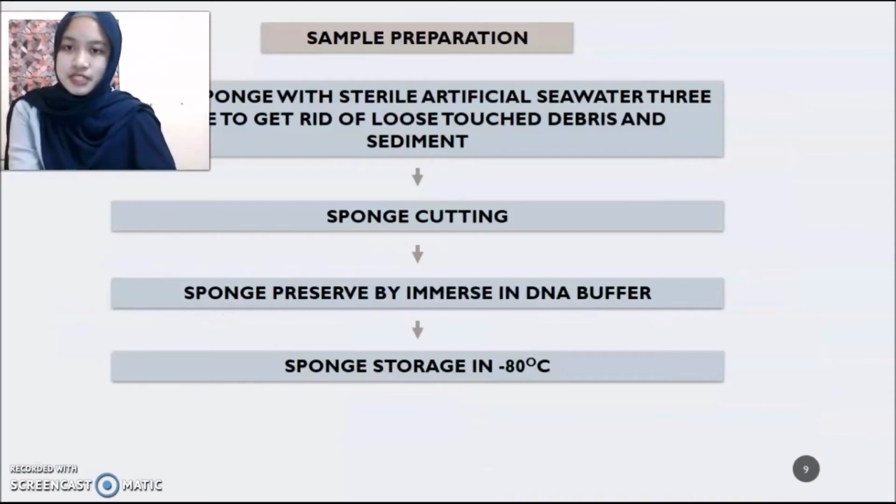For the sample preparation, we will wash the sponge with sterile artificial water 3 times to get rid of loose debris and sediment. Then we will cut the sponge. The sponge will be preserved by immersing it in DNA buffer. Then the sponge will be stored at -80 degrees Celsius.